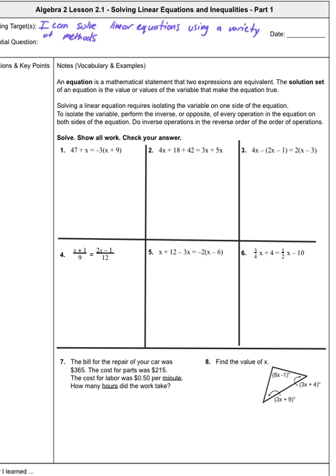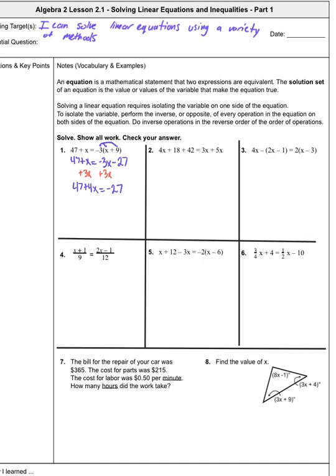All right, so number one, the first thing we're going to want to do is distribute this -3. So the left side stays 47 plus x equals -3x minus 27. Now we can get all of the x's on the same side, so I'm going to add 3x to both sides. That gives me 47 plus 4x equals -27.